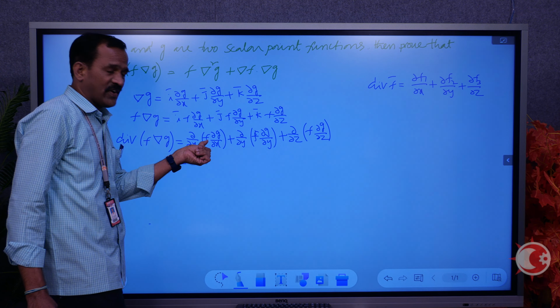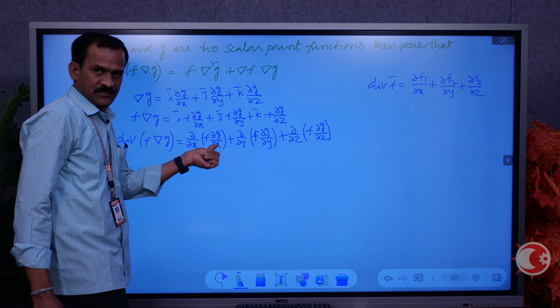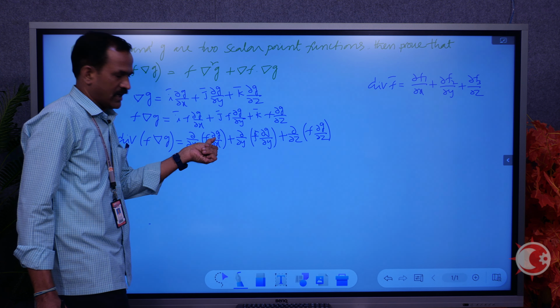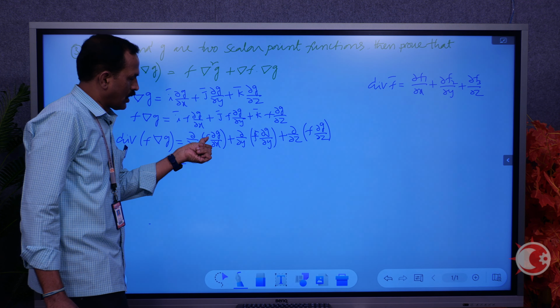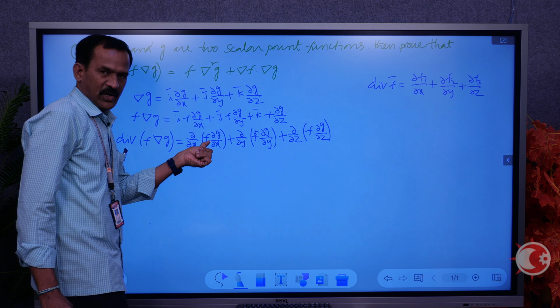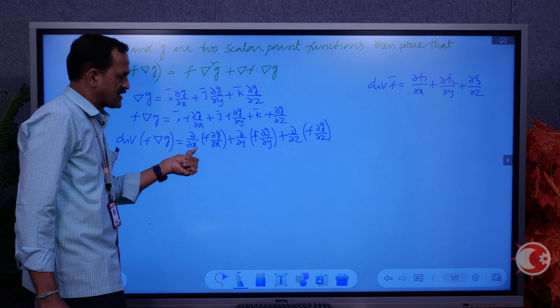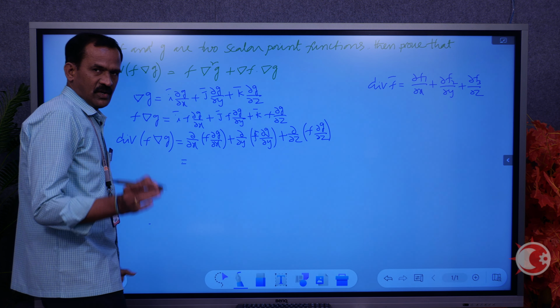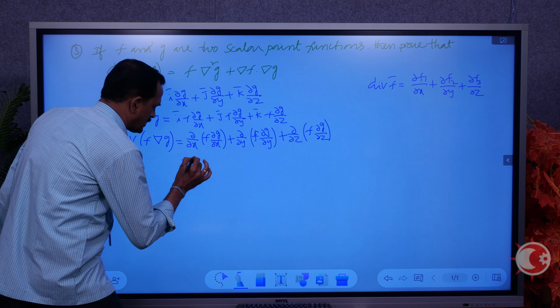F is a scalar point function, and ∂g/∂x is also a scalar. Both are functions, and here we have a product, so you have to apply the UV formula to ∂/∂x of (f ∂g/∂x). If you apply the UV formula for that, what will you get?